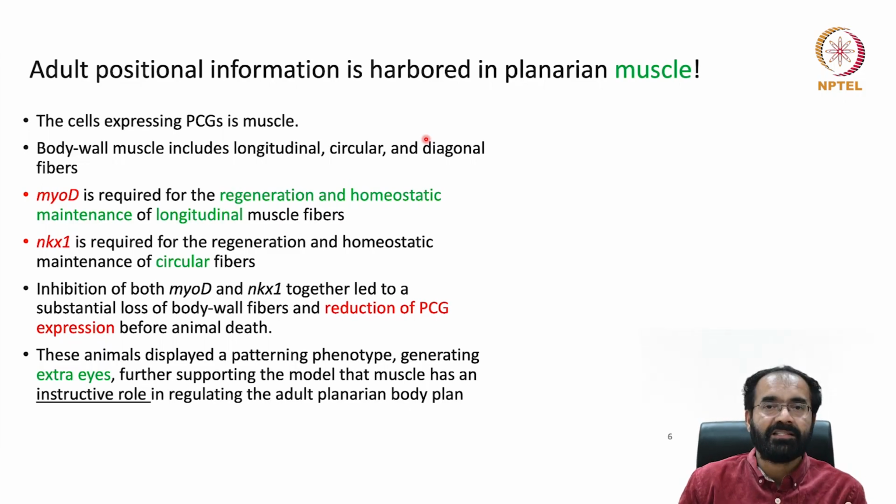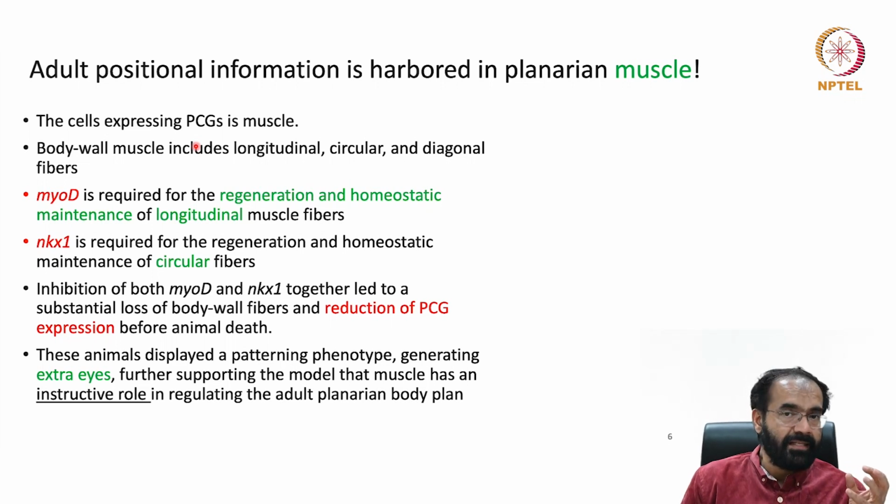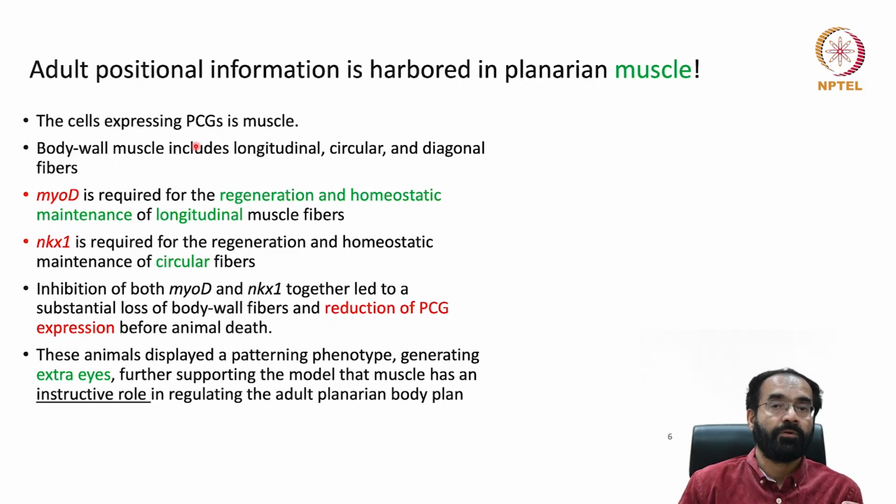So these muscle cells harbor, or are deposited with, position control proteins. So the cells expressing PCGs are indeed muscle. So muscle is doing the muscle-specific role, but when a neoblast is coming, walking across, then the muscle which is expressing a position control gene will tell that neoblast, okay, this area is meant for this, this area is meant for this, you become this.